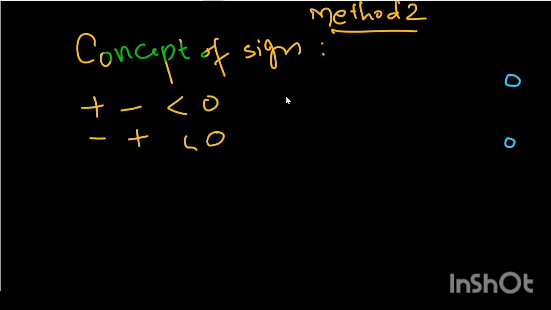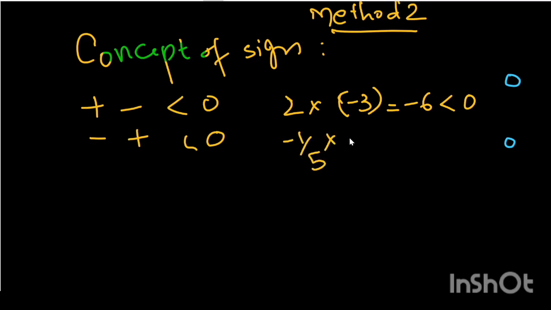For example, if 2 is multiplied to minus 3, what will we get? We will get minus 6, which is negative. Similarly, minus 1 by 5 multiplied to 4, again it is negative.